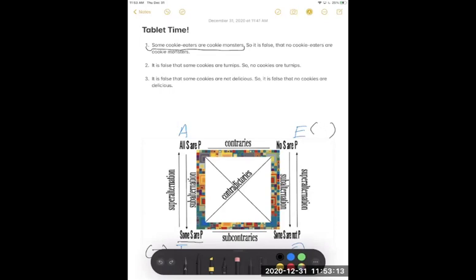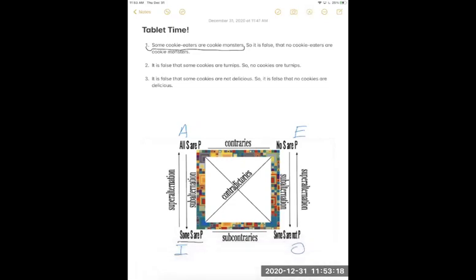So no cookies are turnips. Well, let's begin by first documenting that we have here another I statement, but this time we're saying that it's false. So down here, we're going to go ahead and write false. It's a false I statement.